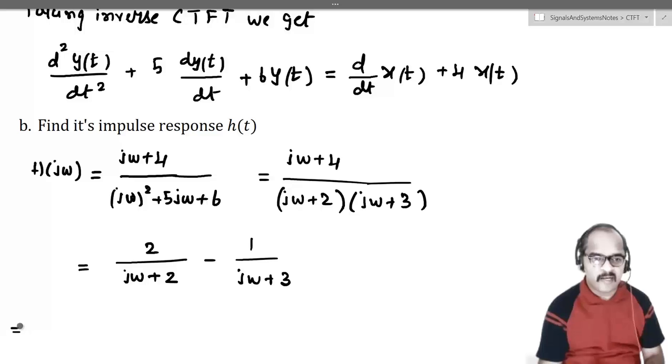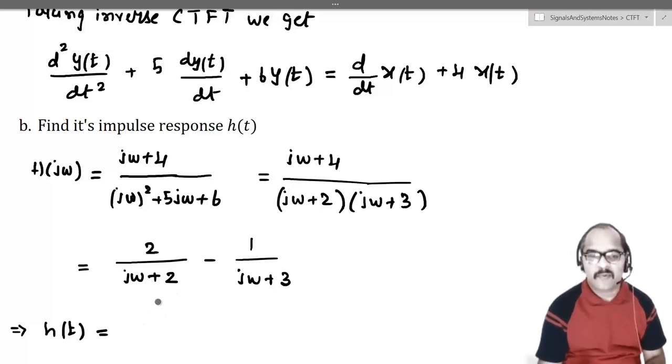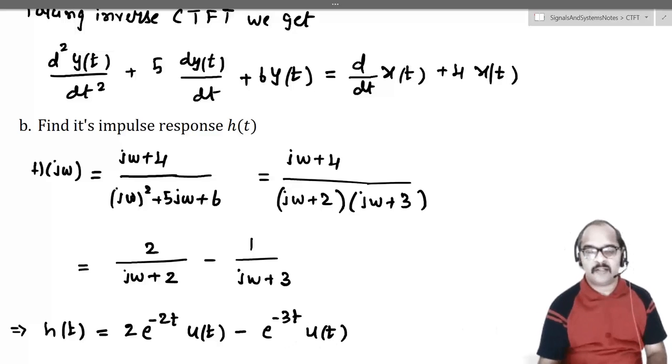So this implies, what will be the impulse response now? h of t would be equal to, which signal will have 1 by (2 plus j omega)? e power minus 2t u of t, and that is multiplied with 2. So you will get 2 e power minus 2t u of t minus e power minus 3t u of t. So that would be the impulse response of the corresponding LTI system.